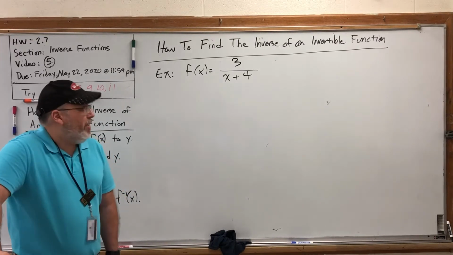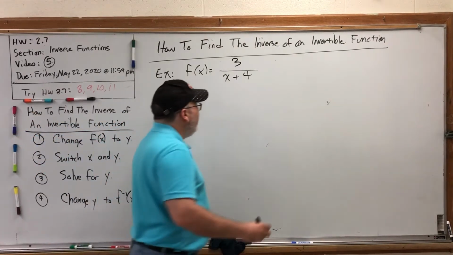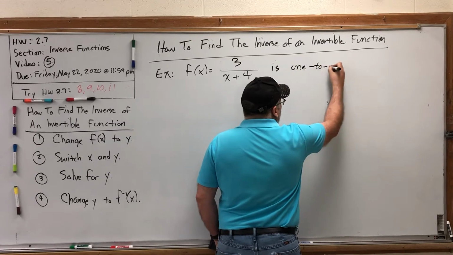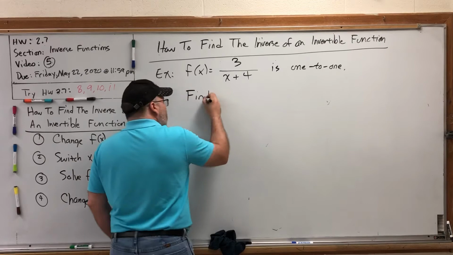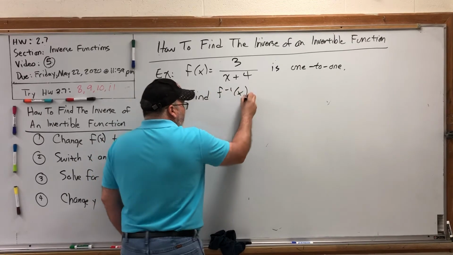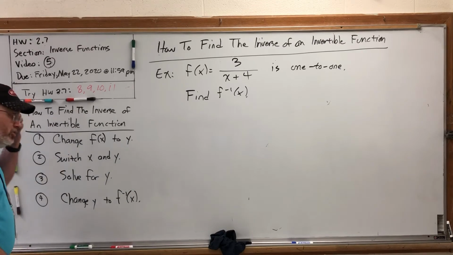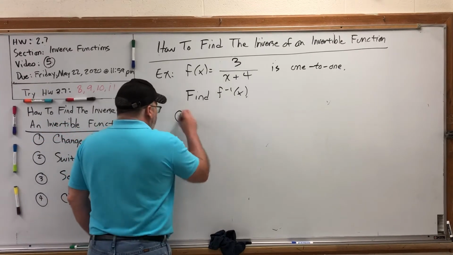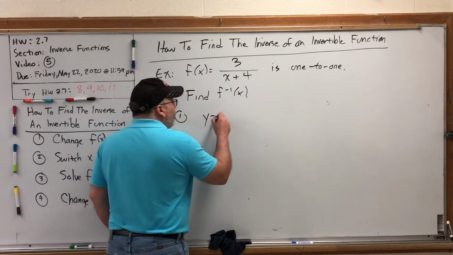But I will tell you right now that its graph passes the horizontal line test, and this is 1 to 1. And we're going to find f inverse of x. The fact that it is a rational function, a function that's a fraction, doesn't change the procedure. Step 1 in our answer, call it y equals.